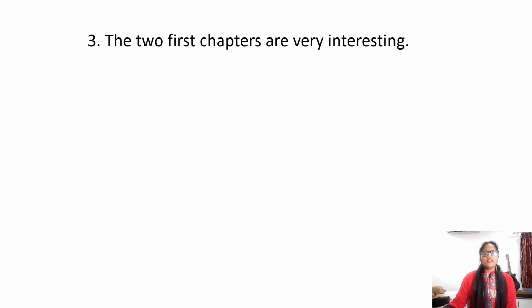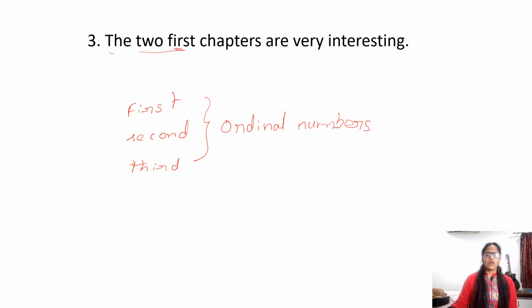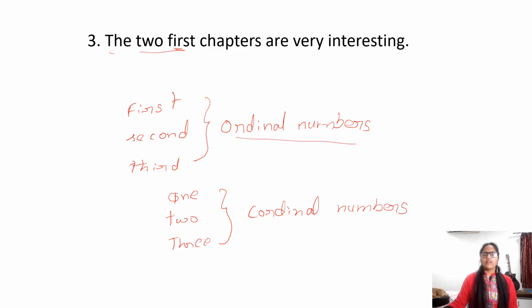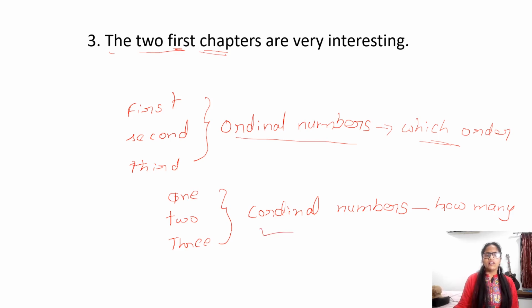Moving to the next one. The two first chapters are very interesting. Here, first, second, third are ordinal numbers, and 1, 2, 3 are cardinal numbers. Ordinal numbers tell about the order, which order, whereas cardinal numbers answer the question how many. Coming to the order of adjectives, before a noun we should use cardinal numbers.